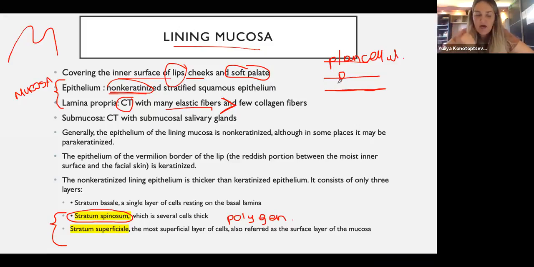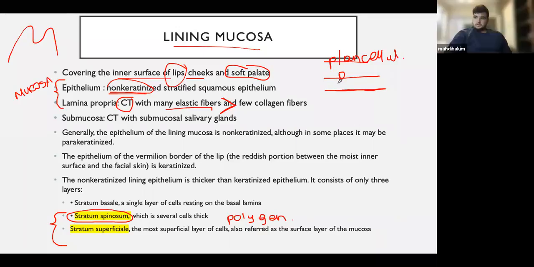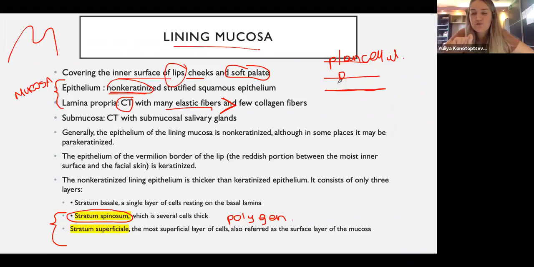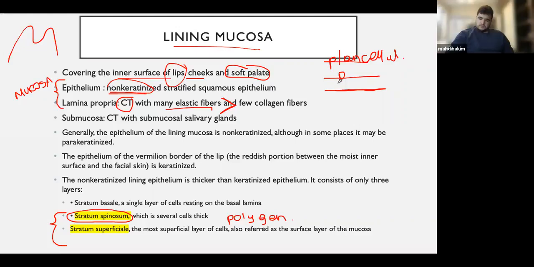You're looking at the slide. How do you know it is non-keratinized? The uppermost layer is thick. It won't be as thick, because you're confusing it with the keratinized. In the keratinized, it will be thick for sure. There won't be nuclei in the keratinized, and it's going to look blue.